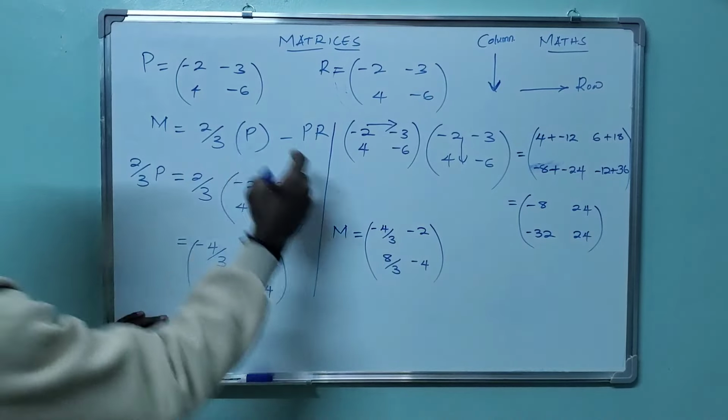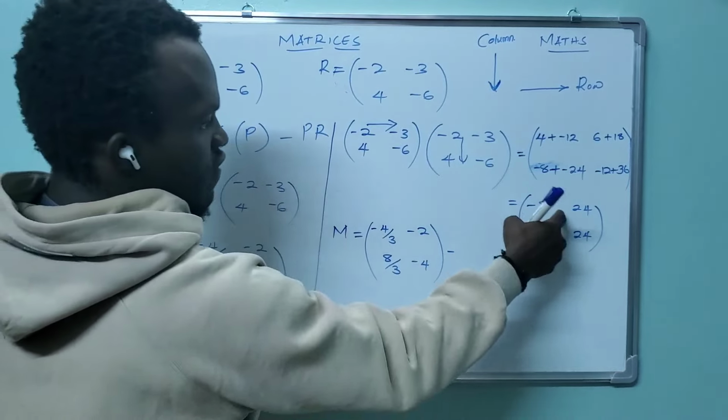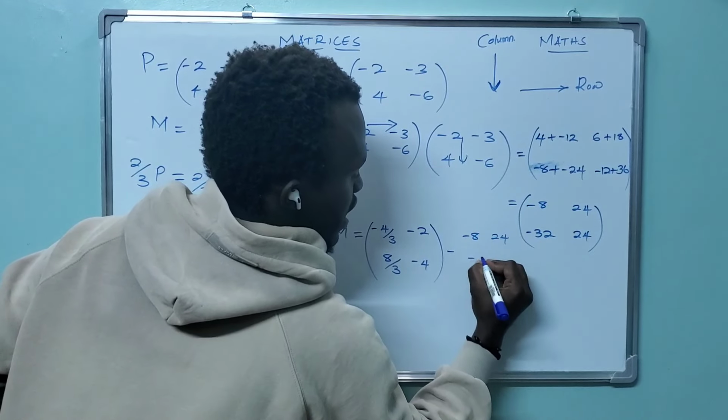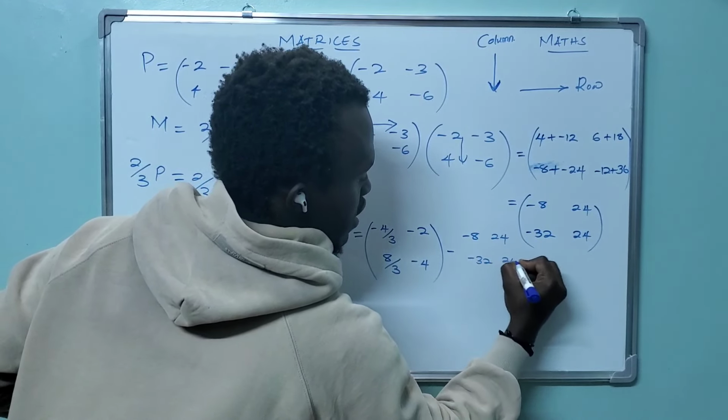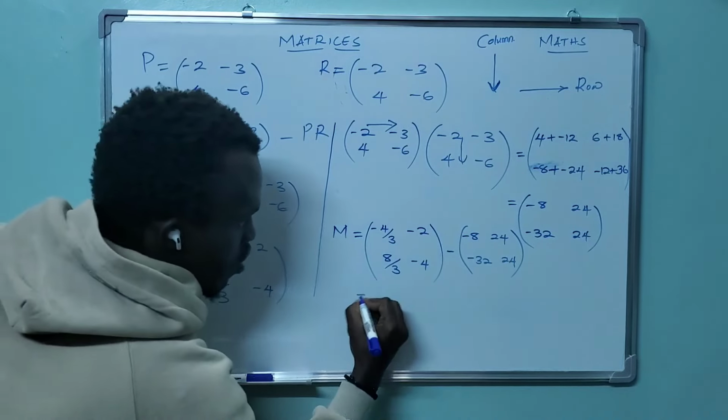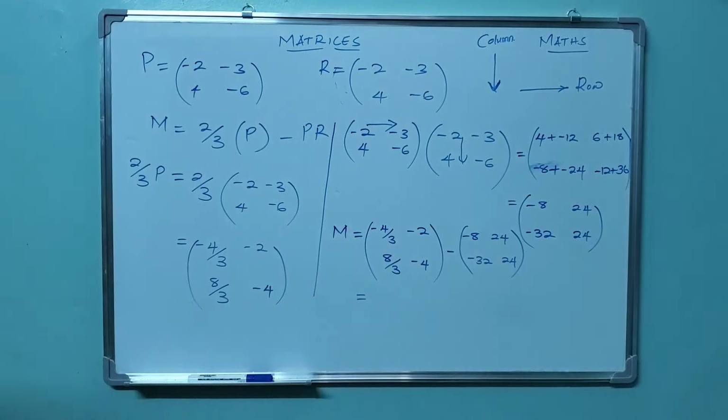Then it was a minus PR. This is my PR. I'm going to have there negative 8, 24, negative 32, 24. Then I'm going to combine them. What am I going to have here? Negative 4 over 3 minus negative 8. So here, I'll have to do it here.